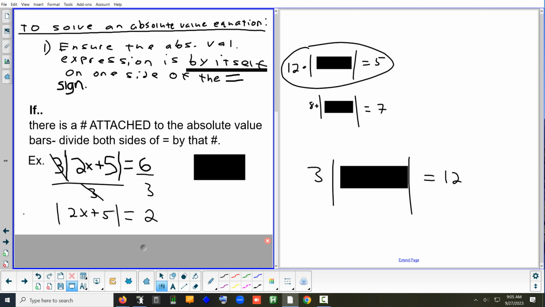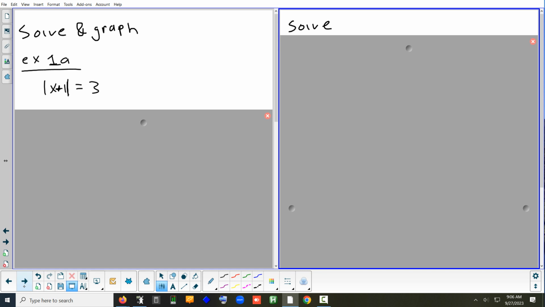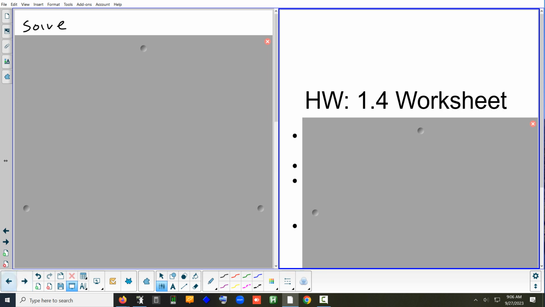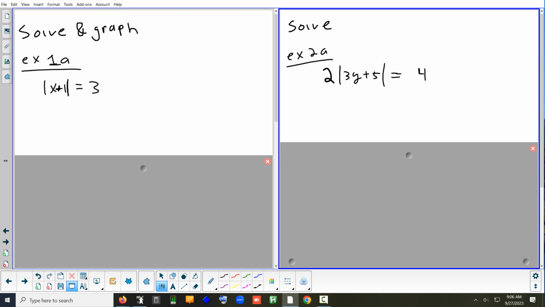Now, if your problem started with this, that's even better. Then there's nothing you have to do at all to get the absolute value by itself. So sometimes it'll already be by itself, like in example 1a. Sometimes you'll have an example where it's not, like that one, example 2a, it's not by itself.